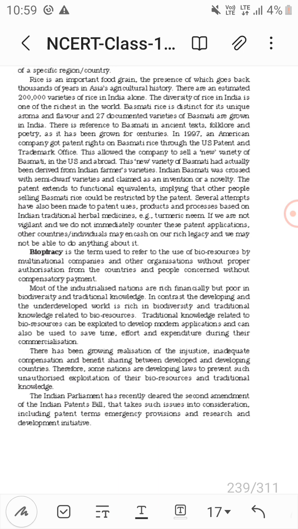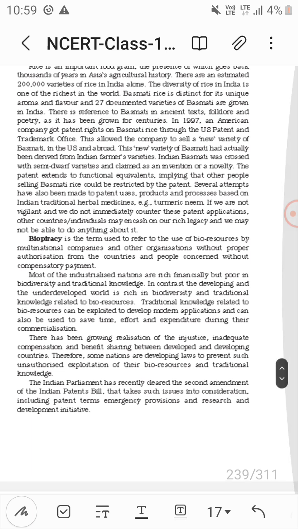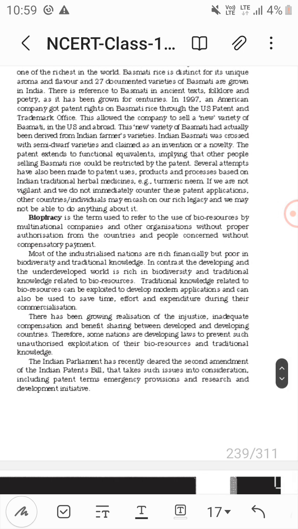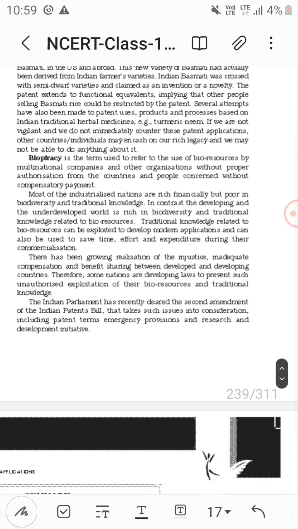So biopiracy is the term used to refer to the use of bioresources by multinational companies and other organizations without proper authorization from the countries and people concerned, without compensatory payment. This is it.